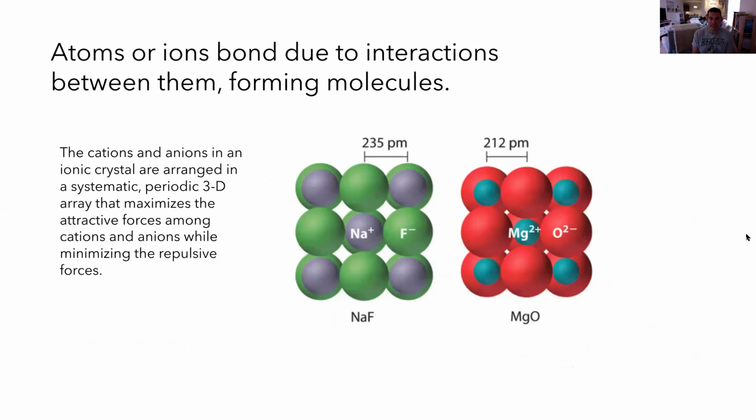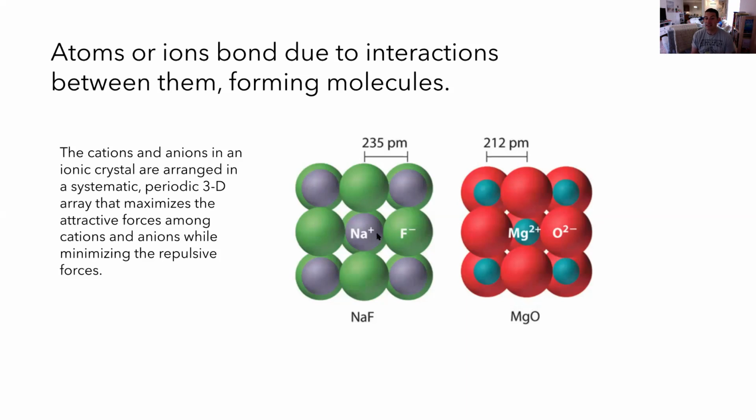All right, and the cation and anion in the ionic crystal, it's three-dimensional, but they're arranged in such a way to try to maximize the attractions and minimize the repulsions. So if we take the positive sodium ion, it's going to have fluoride ions surrounding it.